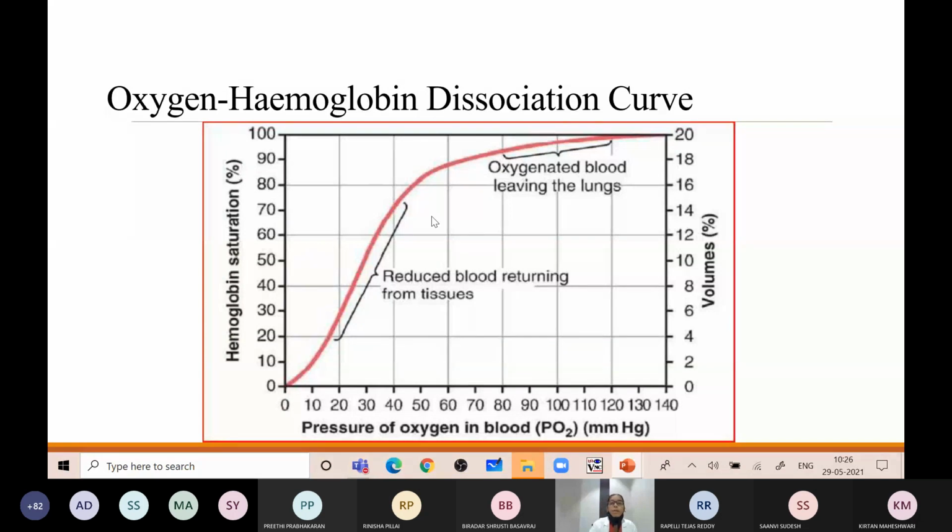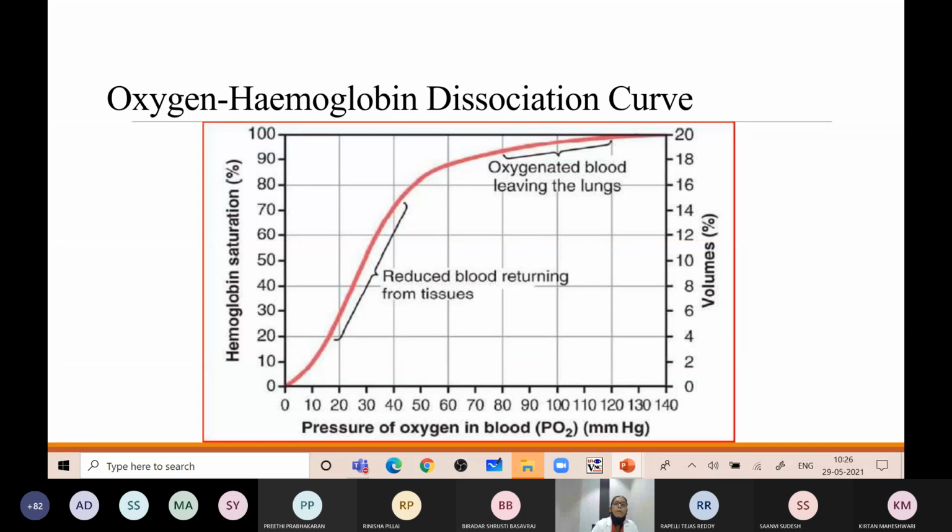And one more very important point here is the P50 value. So what is the P50 value? When PO2 is 50 mm of Hg, how much is the oxygen saturated? That is called the P50 value. So if this curve shifts to the right, the P50 value will increase. Yes or no? If this curve shifts to the left, the P50 value will decrease.